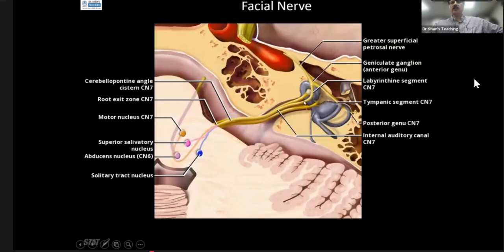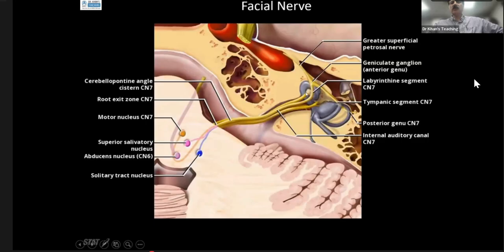This is the labyrinthine portion. This is the lateral geniculate ganglion, or the geniculate ganglion. And then this is the tympanic portion. Now the tympanic portion will pass inferior to the lateral semicircular canal, and then it will descend down, the descending portion. And here the greater superficial petrosal nerve is shown to be going anteriorly. Now here you can imagine that the seventh nerve, remember that it rises at a higher level than the eighth nerve.